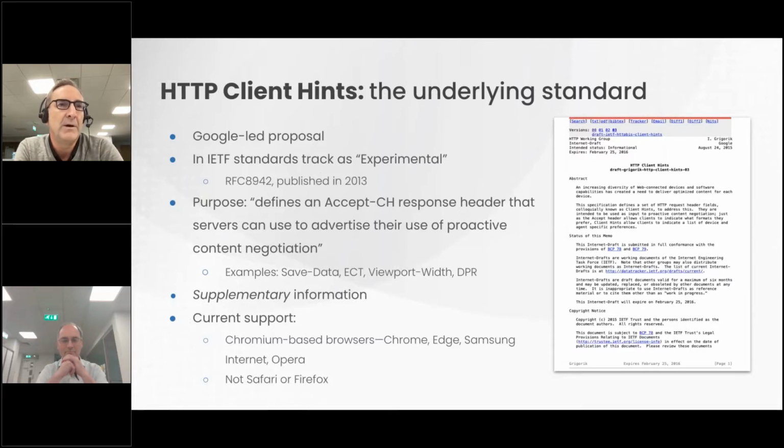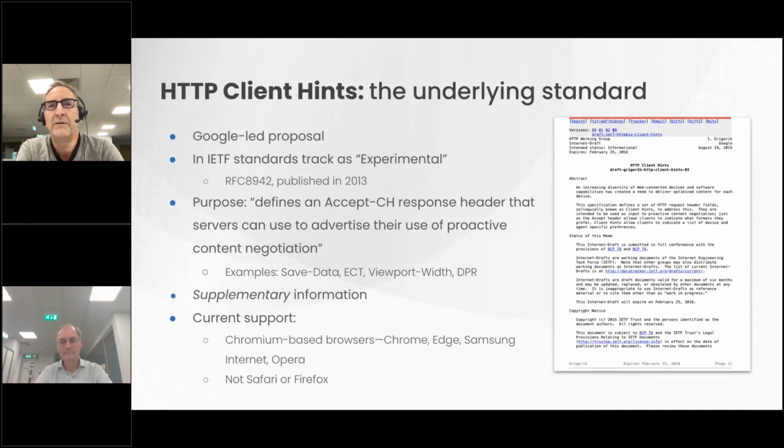And the purpose of HTTP client hints was to, as it says on the slide there, define an Accept-CH client hint response header that servers can use to advertise their use of proactive content negotiation. Now that's a bit of a mouthful. What that really means in English is that it allows a web server to request hints from a web browser in order to serve it better.